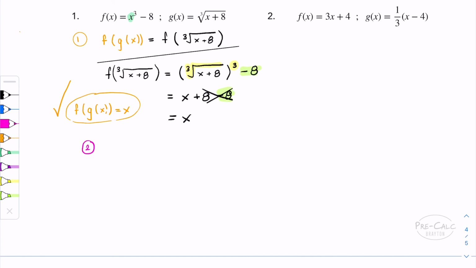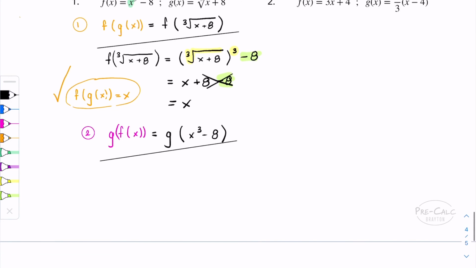For the second part, we're going to prove that g of f of x is also equal to x. When we evaluate the function here, we have the g function being evaluated at x cubed minus 8. Substitute this into the function. We have the cube root of x cubed minus 8 plus 8.